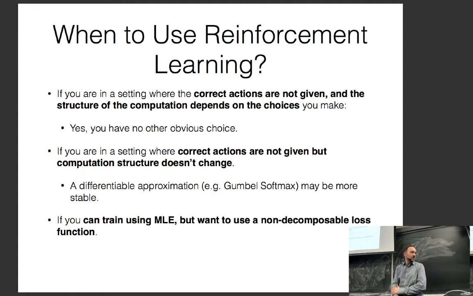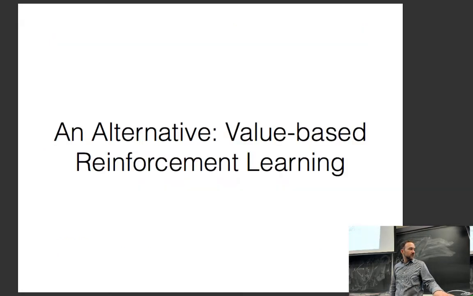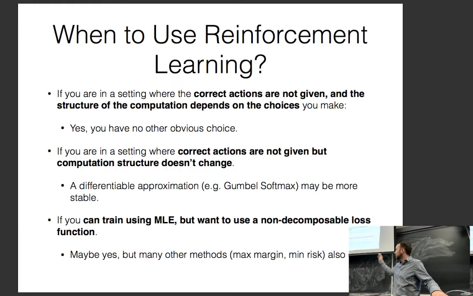If you can train using MLE, maximum likelihood estimation, but you want to use a non-decomposable loss function, something like BLEU score that doesn't decompose well over the sentence, you might want to use reinforcement learning, but there are also lots and lots of other methods that you can use, and some of these methods tend to be more stable as well. Some of them I've already talked about, like the max margin type methods. Some of them I'll be talking about.